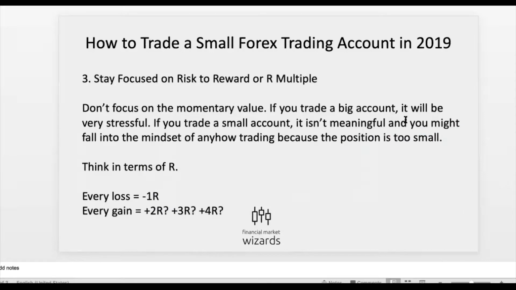So now this is the last one that I want to focus on, which is to stay focused on the risk to reward, or what is known as the R multiple. Let me explain the meaning of risk to reward. Risk to reward means how much you are risking in order to make X amount of dollars. For example, if I'm risking $1 and my potential or actual reward is $3, that means I have a risk reward of 1:3. Every dollar that I risk, I stand to make $3. That is what risk reward means.